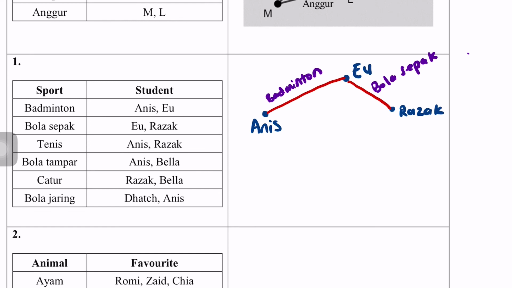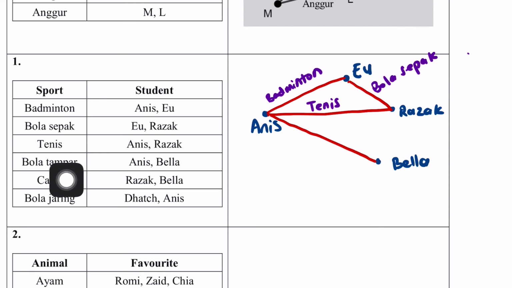Okay, next kita ada Anis dan Razak. Ni Anis dan Razak. Okay, sambungkan Anis dan Razak. Suka main apa? Tenis. So ni adalah tenis. Okay, next kita ada Anis dan Bella. Okay, mana Bella? Contohlah saya nak buat Bella kat sini. Bella. Okay, Bella. Sambungkan Anis dan Bella. Anis dan Bella bola tampar. Tulis bola tampar. Okay, bola tampar. Okay, next kita ada Razak dan Bella. Kebetulan dekat pula. Tulis sini. Razak dan Bella suka main catur.